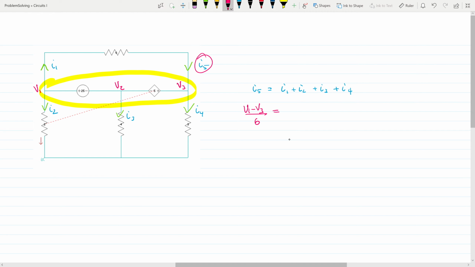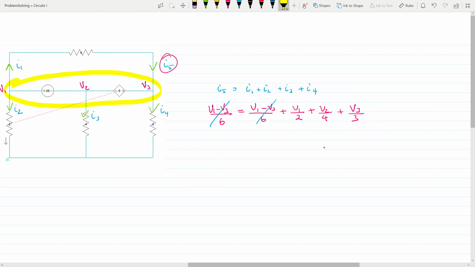So I1 is actually going to be the exact same thing as I5, which we already knew: V1 minus V3 over 6, plus I2, which is going to be V1 over 2, plus I3, which is going to be V2 over 4, plus I4, which is going to be V3 over 3. Okay, and right off the bat, we can notice that these guys will zero each other out. So let's cross those out.